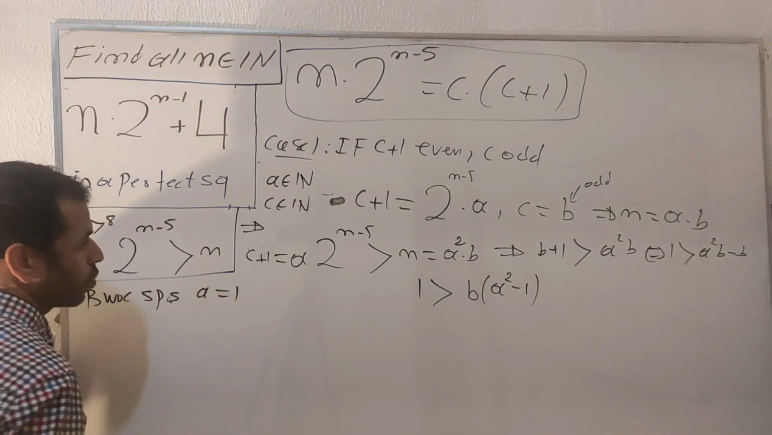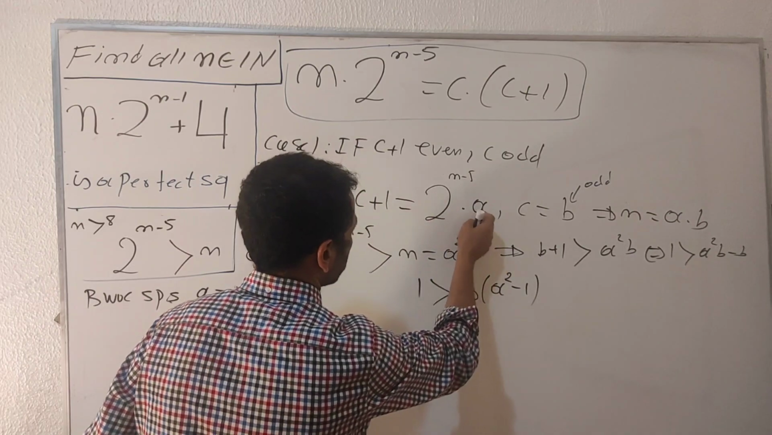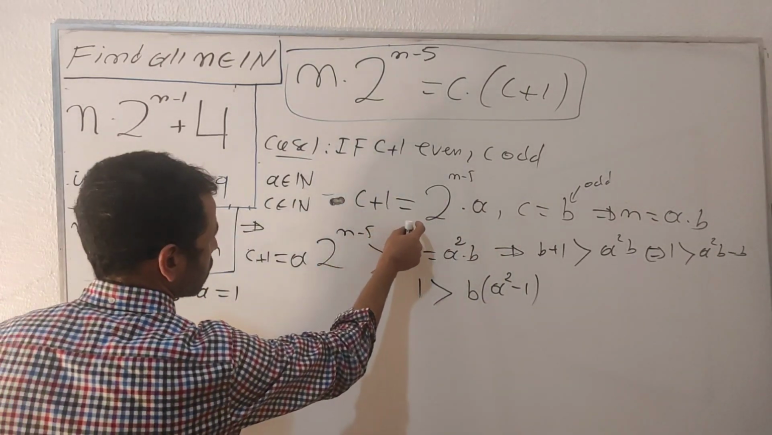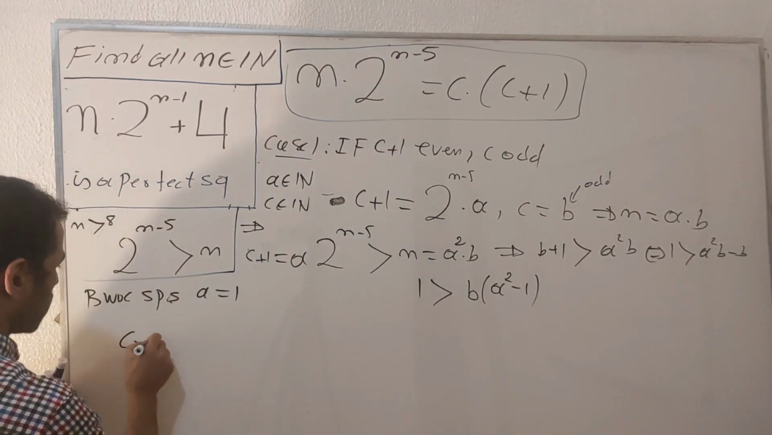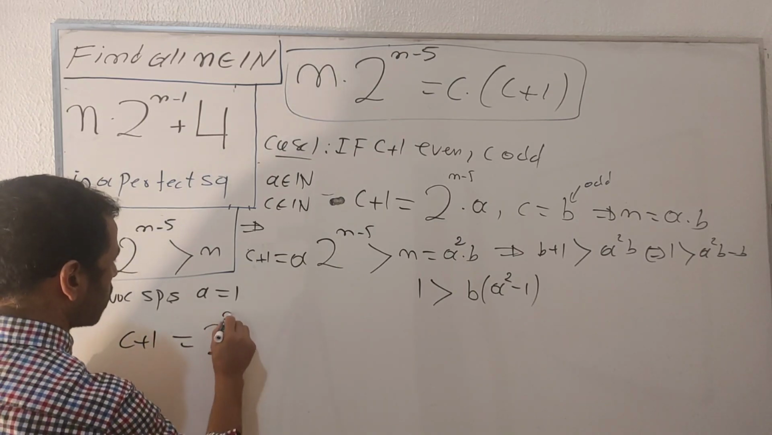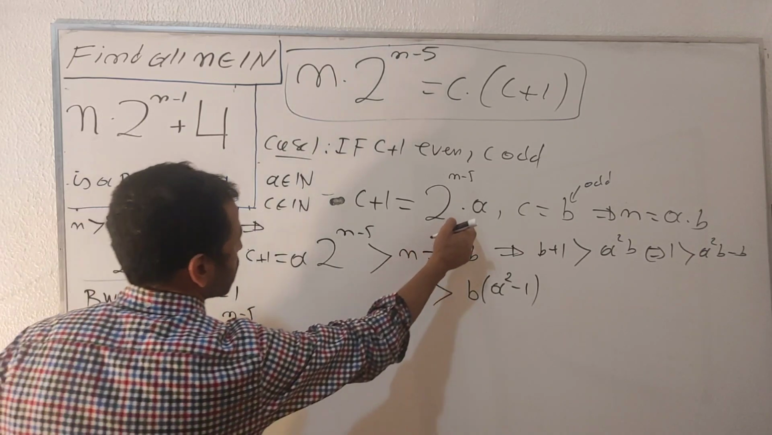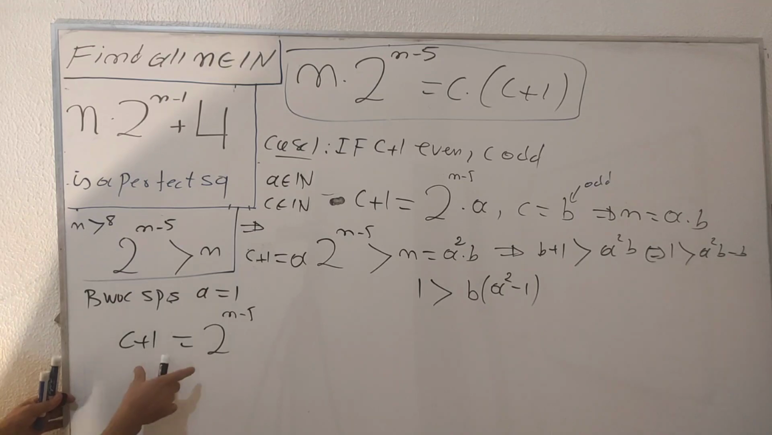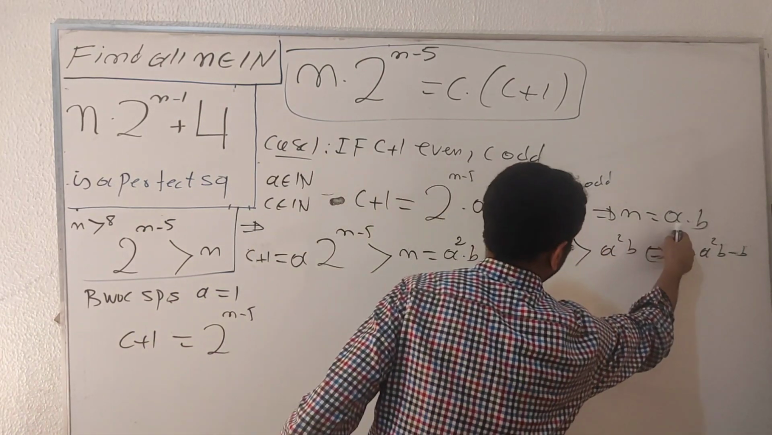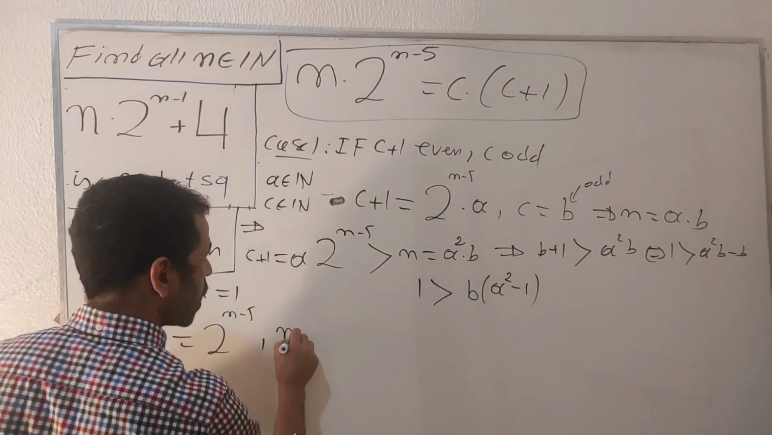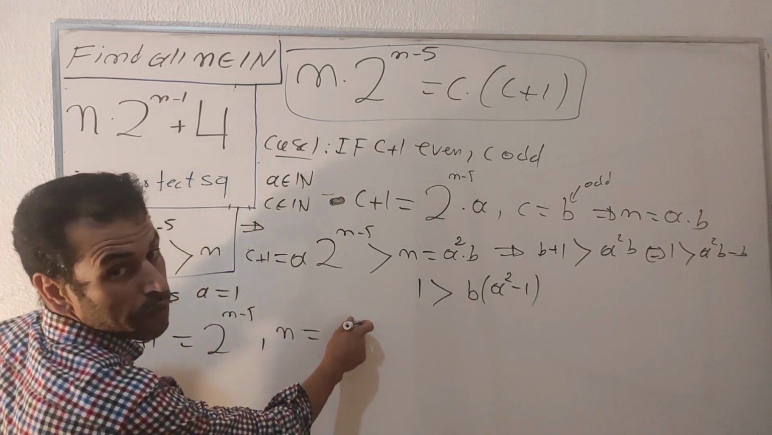Okay, let's suppose, by way of contradiction, a equals 1. Okay, let's replace a with 1 everywhere. Okay, so let's take this one. We get c plus 1 equals 2 to the n minus 5 multiplied by 1, which is 1. Okay, I'm going to leave this one as it is. Let's replace this one with 1 also. We know n equals a multiplied by b, which equals b.